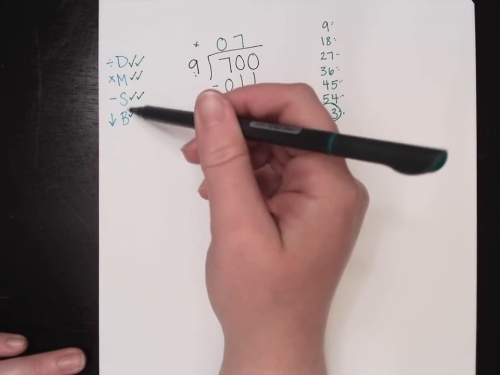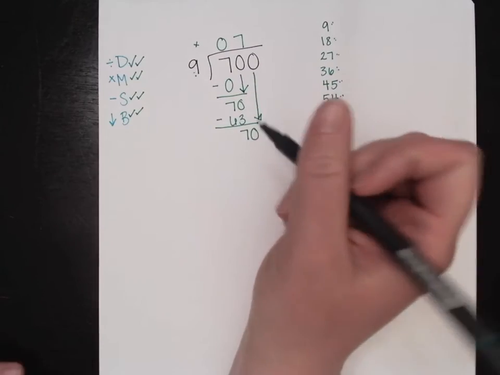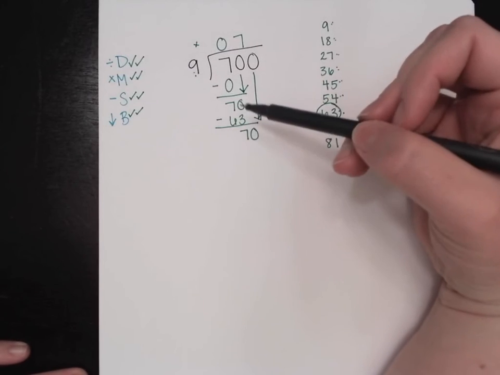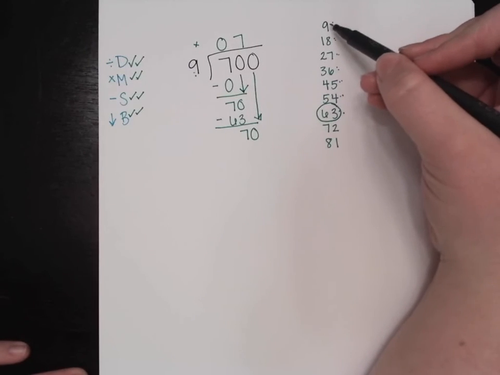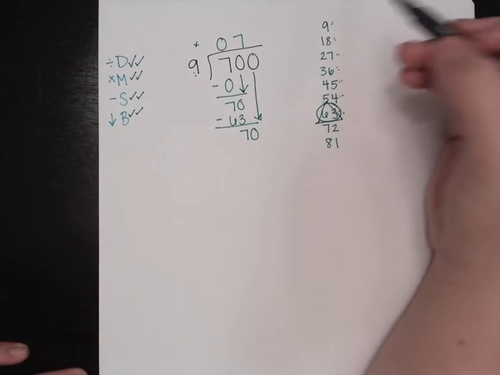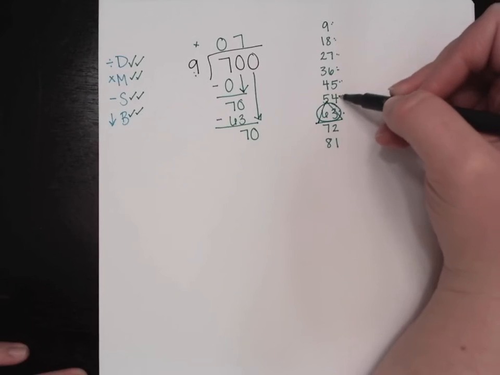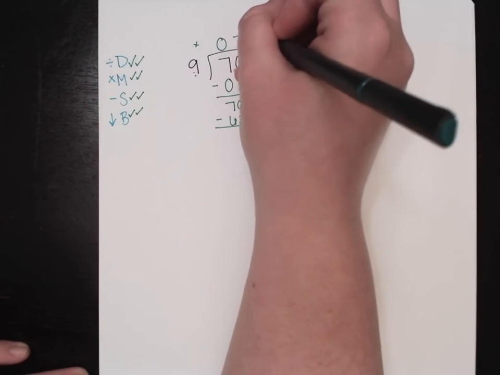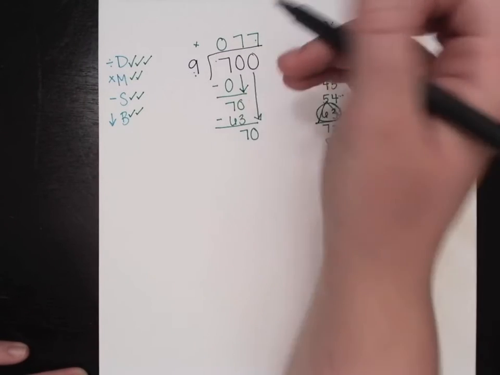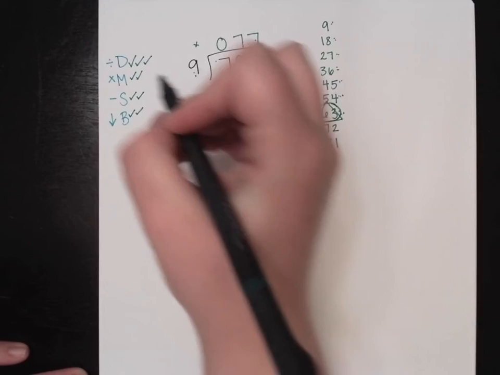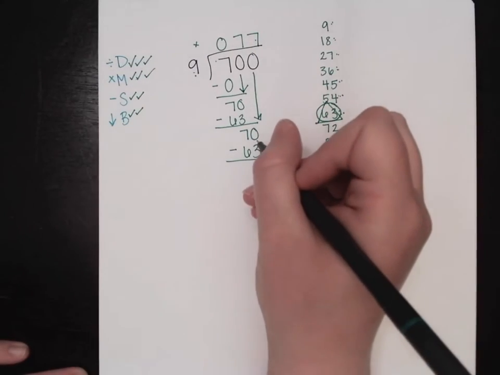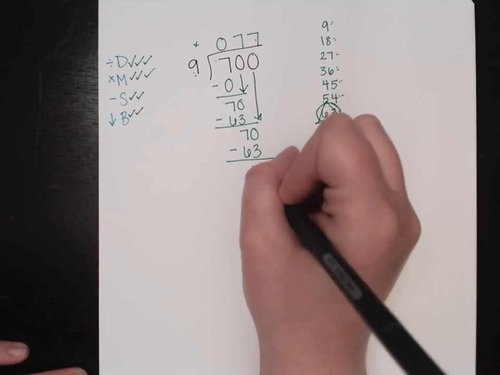You have to go all the way from divide to bring down again. Your new dividend is 70, so you do the same thing. How many times does 9 go into 70? Come to your list. And that's 1, 2, 3, 4, 5, 6, 7 times. Check your division step. 7 times 9 is 63. Check for multiply. Now we're subtracting. 70 minus 63 equals 7.